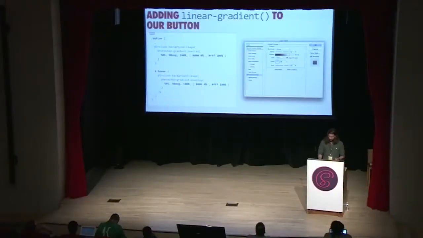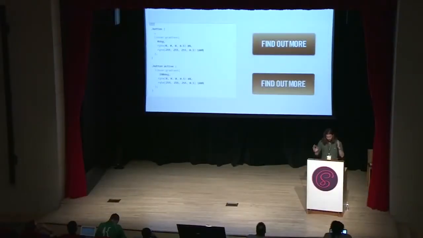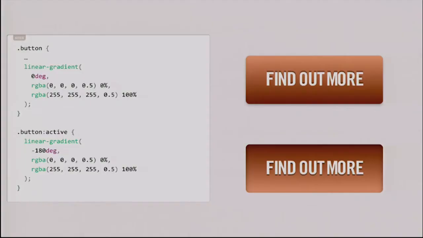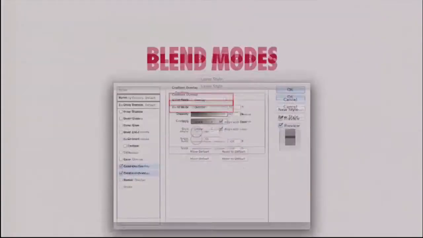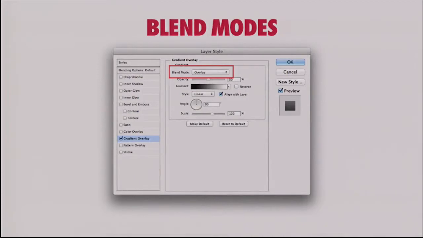We're going to take the values that were in Photoshop and put them into our button, and things are going to look great. Whoa, plot twist. Something looks wrong. The colors are wrong. The gradient is not correct. So what happened here? Something we've been ignoring the whole talk is blend modes.